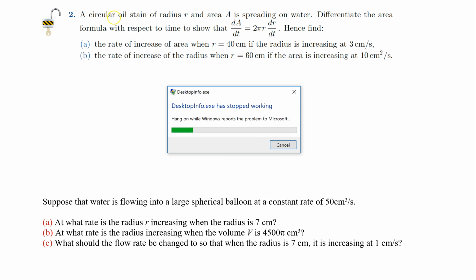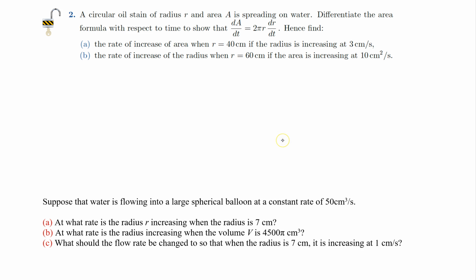So with these we're looking for connections. We have a circular oil stain of radius r and area A. Now we know that there's a connection between A and r, which is that if it's a circle, the area of the circle is pi r squared. It then says differentiate the area formula with respect to time to show that dA/dt equals 2 pi r dr/dt. So where did that come from?